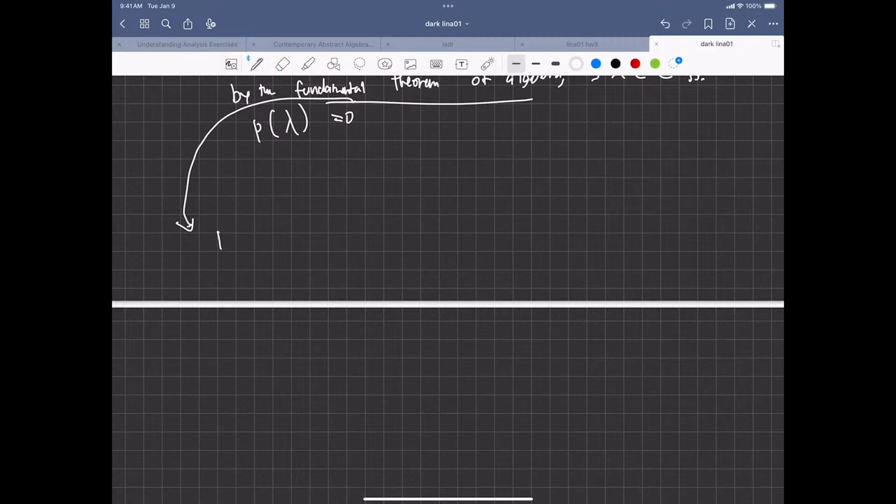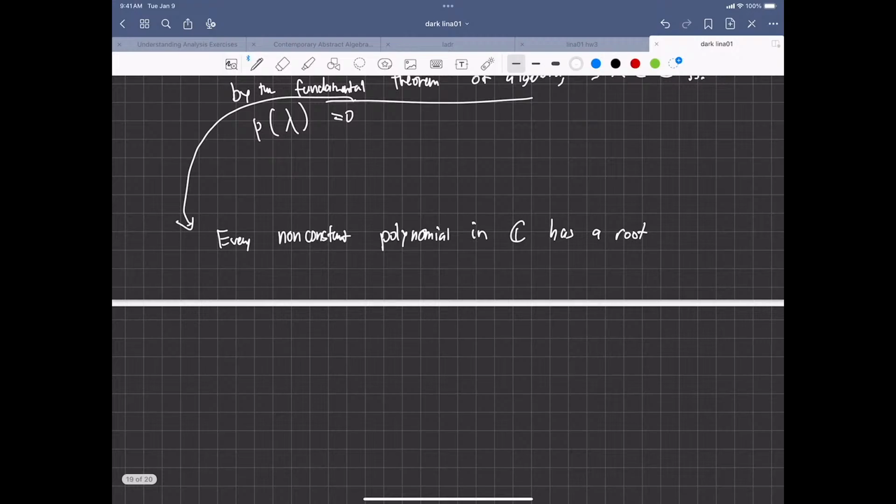So this means that every non-constant polynomial in the complex numbers has a root, right?